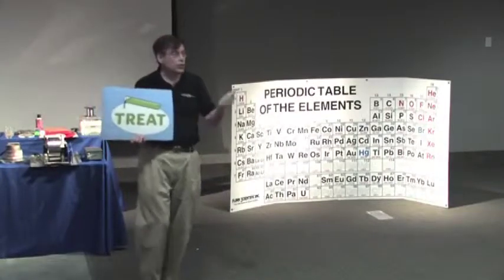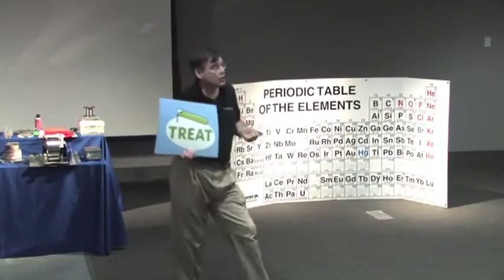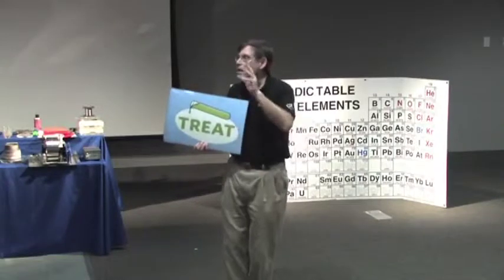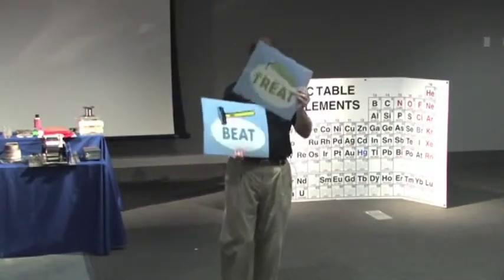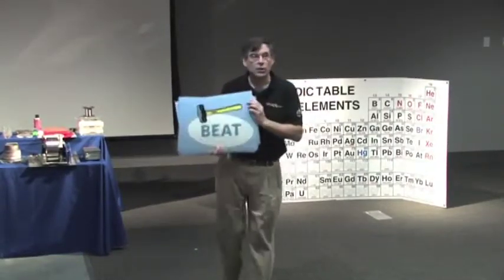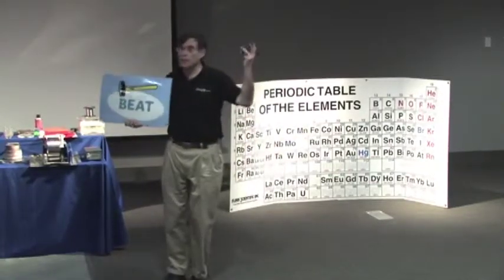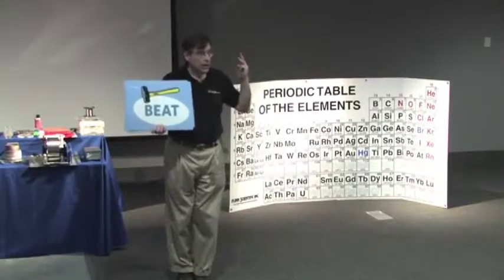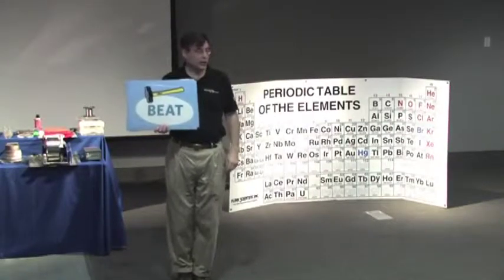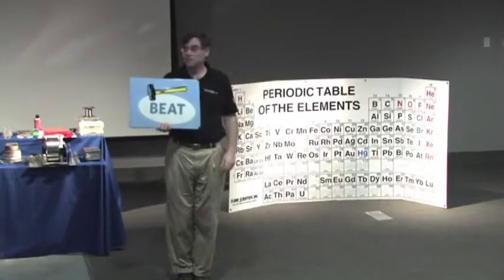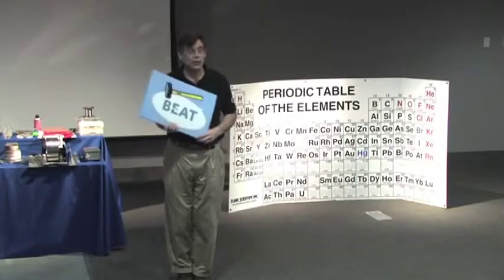Push it. You can stir it. You can pour it. You can crush it. You can extrude it. You can mix it. Any of those mechanical things, it's like hitting it with a hammer. So we're going to call that a beat step. So there are three kinds of processes: heat, treat, or beat. And you can use them in different combinations to rearrange the atoms to get the arrangement that you want.